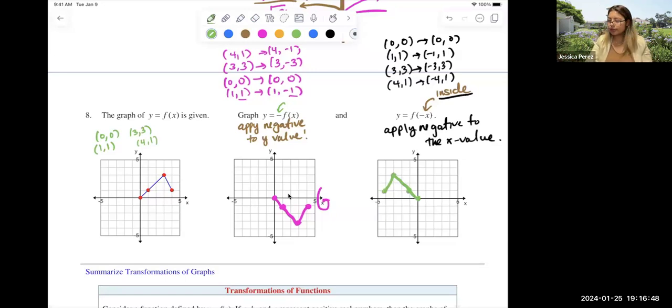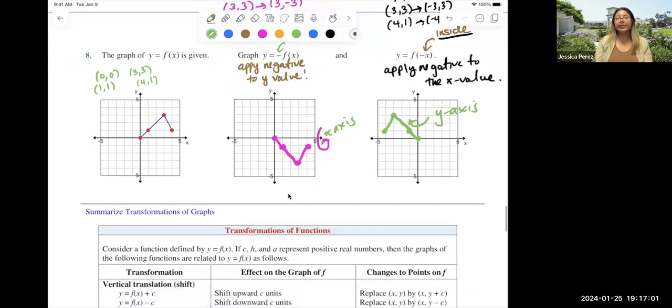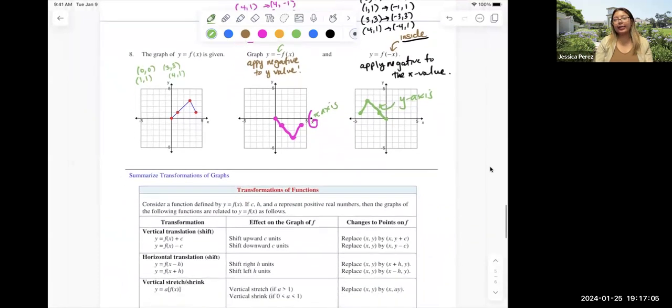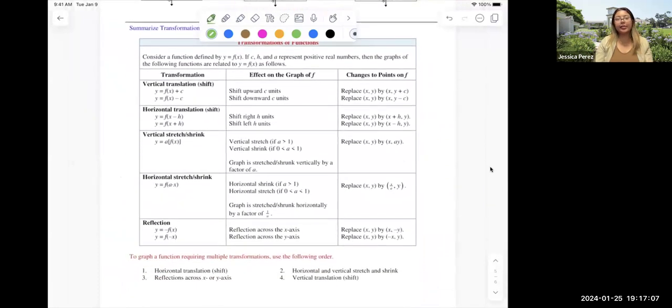So now this is a reflection, of course, across the y-axis, and this was the x-axis. So reflection across the x, reflection across the y. So just to quickly summarize what we did today and what we did last class, here is this quick summary.